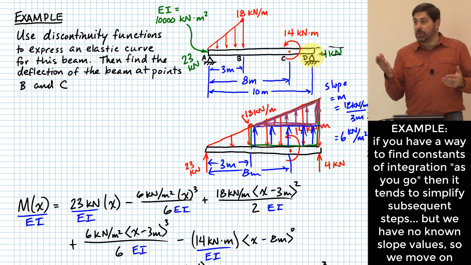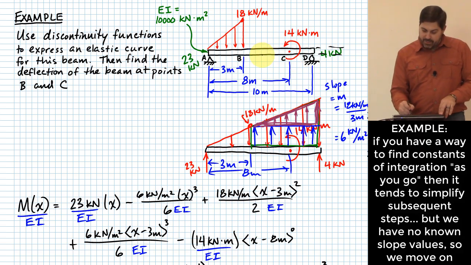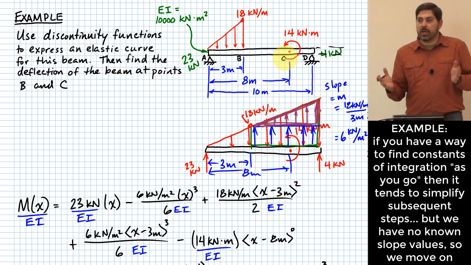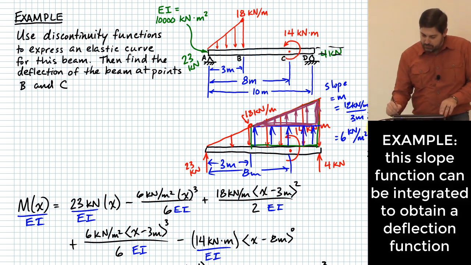We need a place where we know the slope already. And in this particular problem, nowhere is it constrained from rotation. So we don't have any spots where we preemptively know the slope. And for that reason, we have to just leave this C1 in here as a constant for now. Okay? So then we go to our next step, which is what?